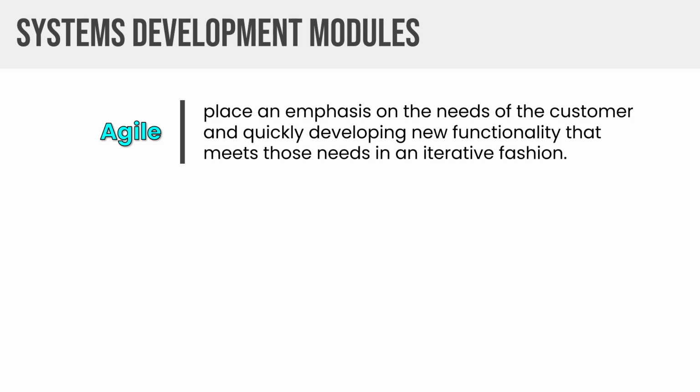Systems development. We're really talking about software development here. There's Agile, which places emphasis on the needs of a customer and quickly developing and iterating on our solution. So basically rapidly creating new iterations or new versions of the eventual software product. Agile is designed to be exactly that, agile, very responsive to customer needs.